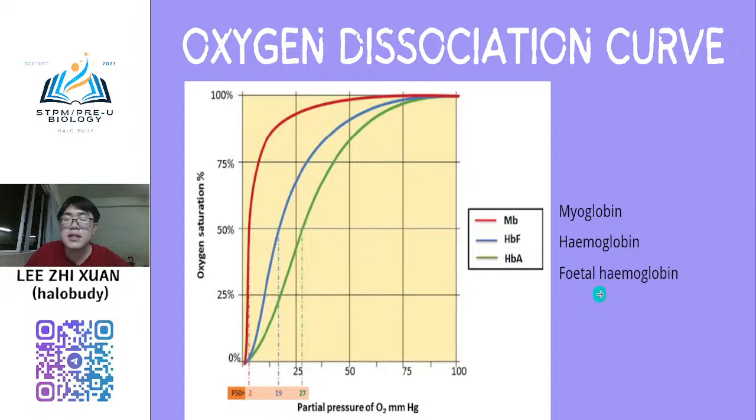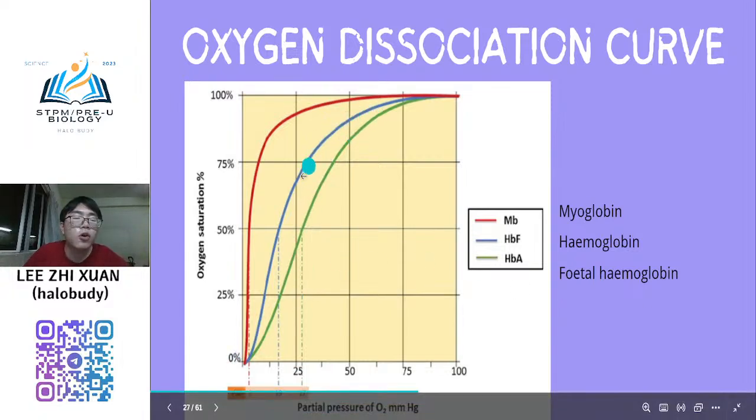Fetal hemoglobin is found during pregnancy: when a woman is pregnant, the fetus has its own hemoglobin. The structure is different from the adult hemoglobin. Although it is also known as hemoglobin, the structure of fetal hemoglobin is different from adult hemoglobin, so that is why the curve is different from the normal adult hemoglobin.